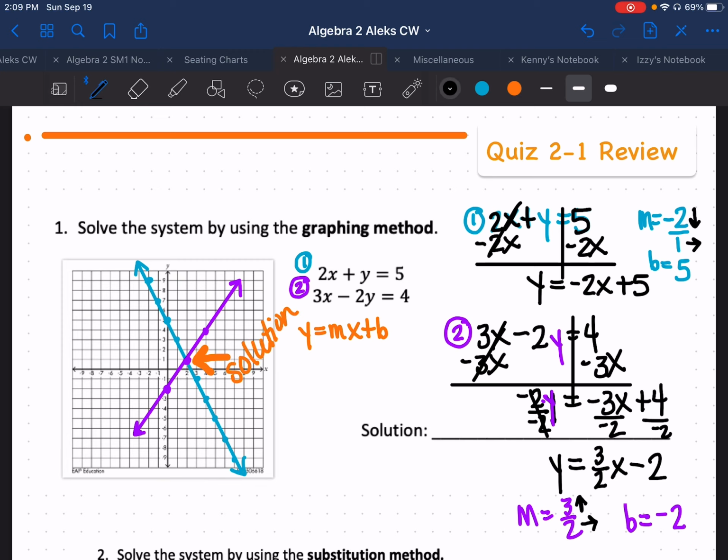I just need the x and the y coordinates for it. Well, the x coordinate appears to be 2, and the y coordinate appears to be 1. So there would be my answer. I just didn't have the space, guys. There we go.